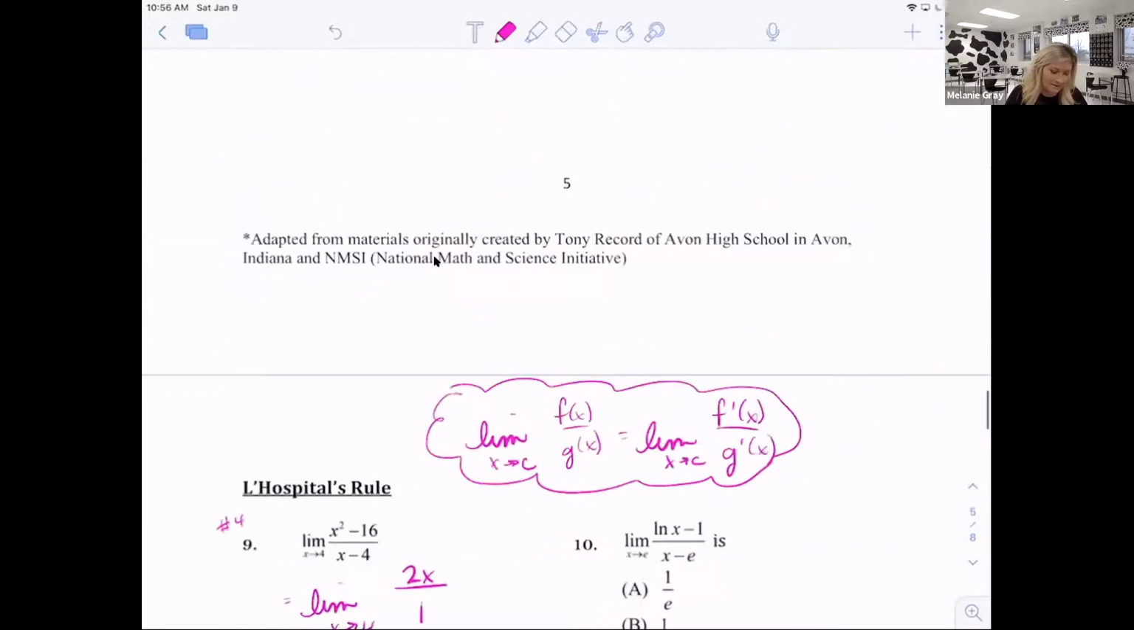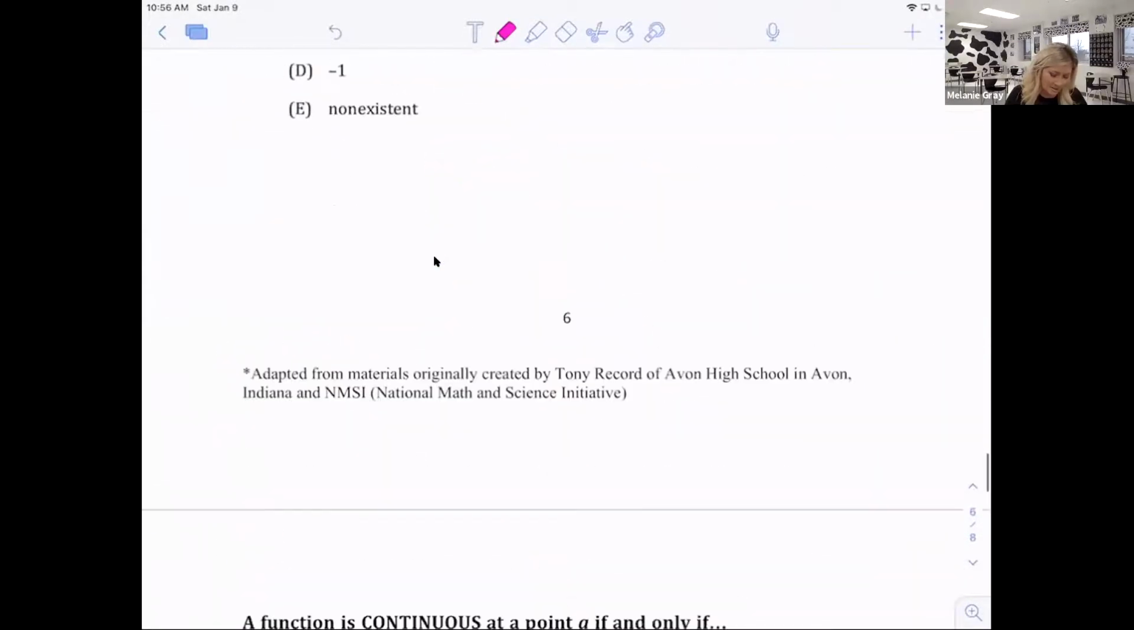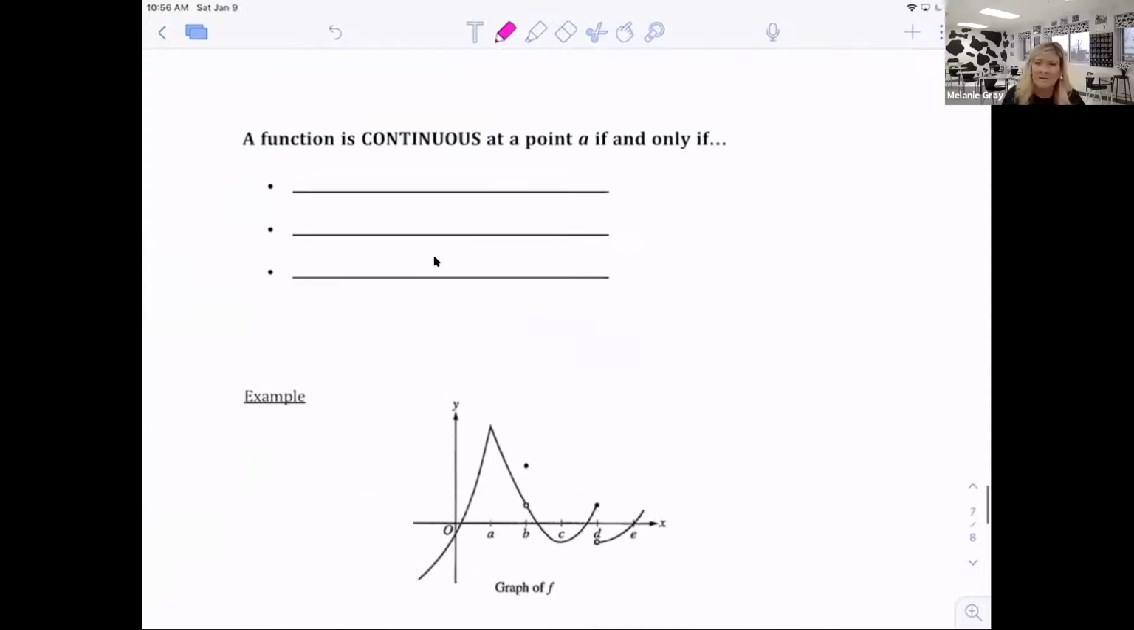All right, let me move ahead. I know I'm running low on time. I want to get in at least one of these free response items dealing with continuity. So let's fast forward to page number 7 in my handout.